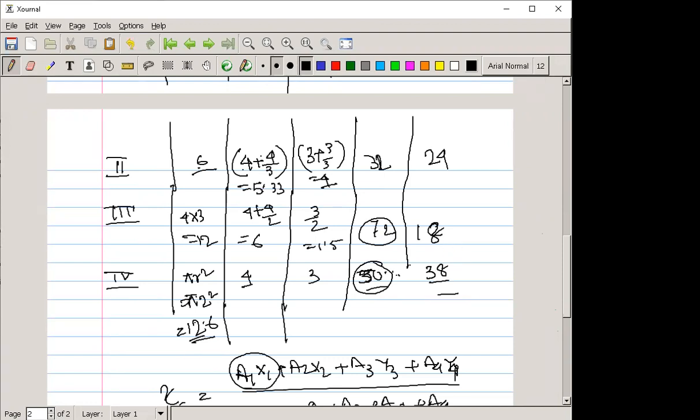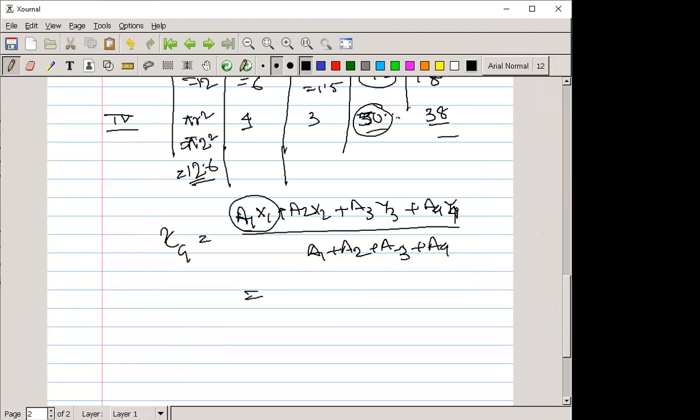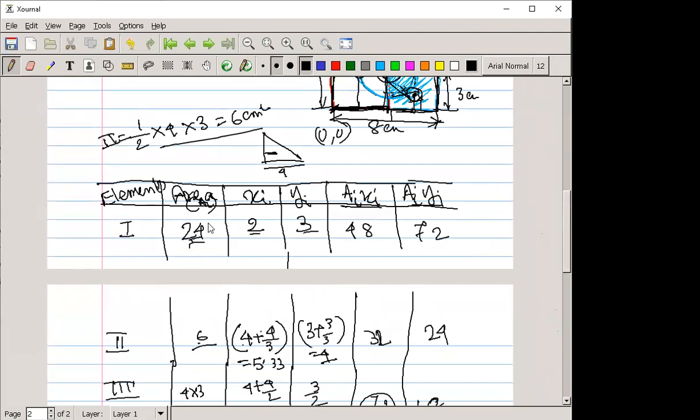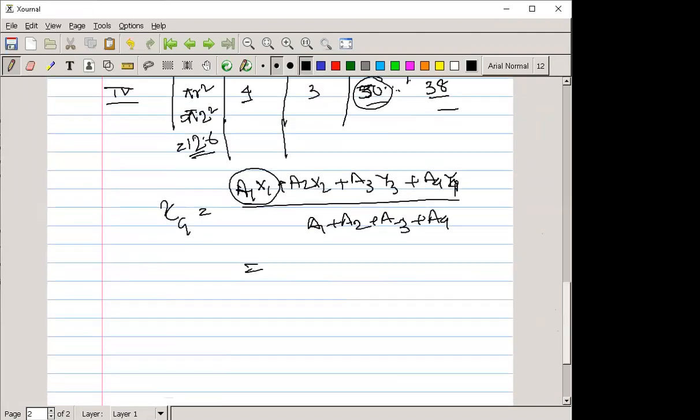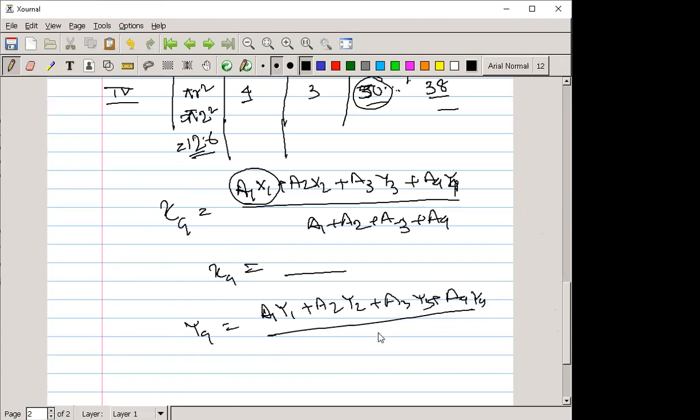Okay, so you just have to put these values here, and put the area of each segment. In such a manner you can easily find out the centroid of these composite elements or segments. And similarly yg is also the same: a1 y1 plus a2 y2 plus a3 y3 plus a4 y4 divided by a1 plus a2 plus a3 plus a4. Clear?